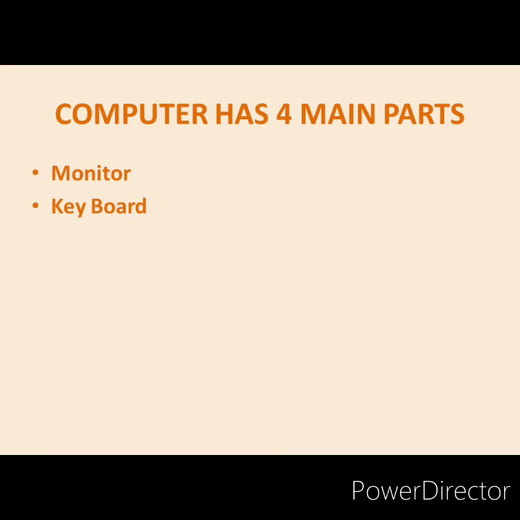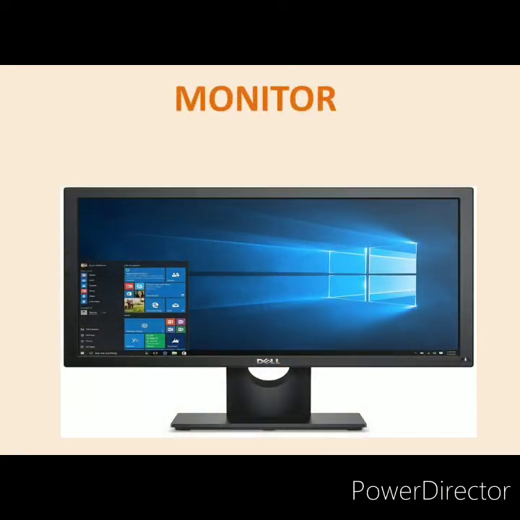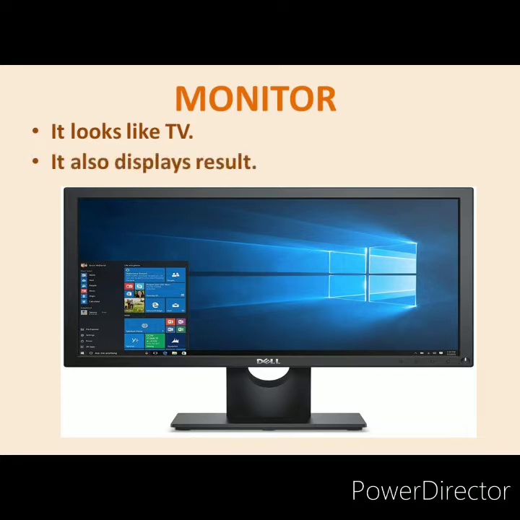Okay, and a computer is a machine that has four main parts, that is monitor, keyboard, CPU and mouse. Okay, these are the four main parts. Now we will do the monitor. This is a monitor. You know this thing, you have seen in your lab. How does it look? It looks like a TV. Yes, and it shows the text typed on it.